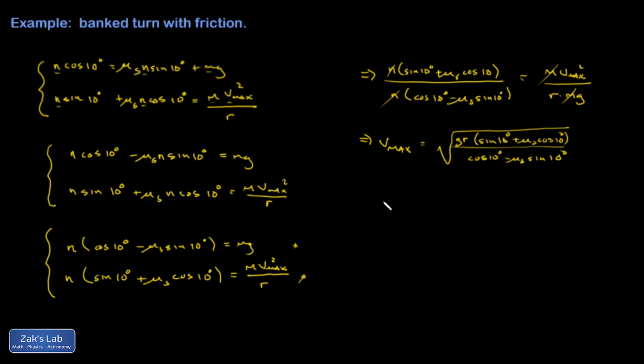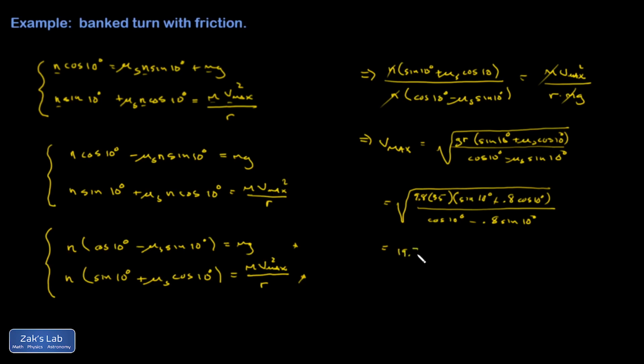And it's time to plug in numbers. So this giant square root, 9.8, 35 for the turn radius, sine 10 degrees plus 0.8 for the coefficient of friction times cosine 10 degrees, all divided by cosine of 10 degrees minus 0.8 sine 10 degrees. And I smashed these numbers prior to recording this, and it came out to 19.7 meters per second maximum speed before breaking loose on this banked turn.